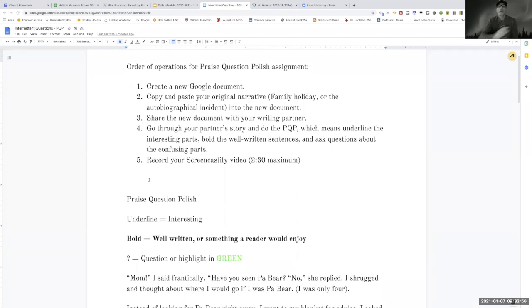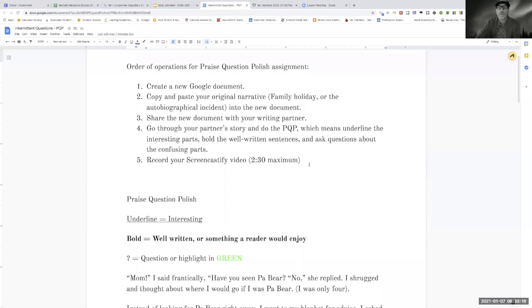So moving on, now that I've justified the existence of this assignment in gruesome detail, what I want you to do right now is go through your partner's story and do the underlining, the interesting parts, the bold, the questions, all of that. And then record your Screencastify video. I went over this yesterday, but I'm going to go over it again.